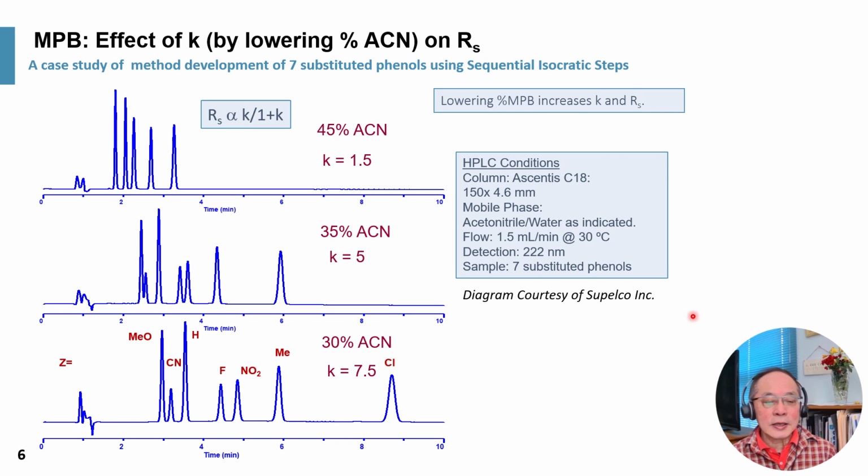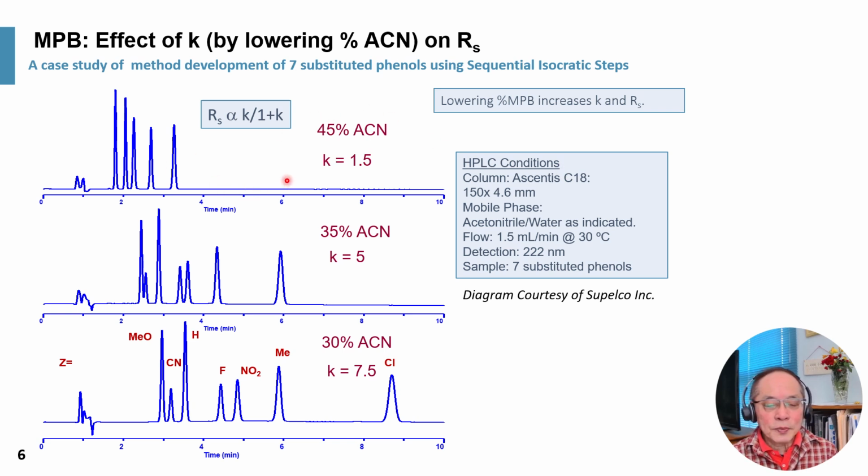Here's another case study showing the effect of K prime. By lowering the solvent strength, one can increase K and therefore increase resolution. This is a case study of method development under isocratic conditions of 7 substituted phenols using an approach called sequential isocratic steps. Here we have a sample of 7 substituted phenols, so we're supposed to have 7 peaks. In the method development, we lower the solvent strength to about 45% acetonitrile under these HPLC conditions.